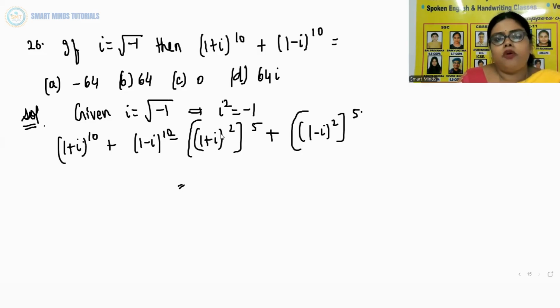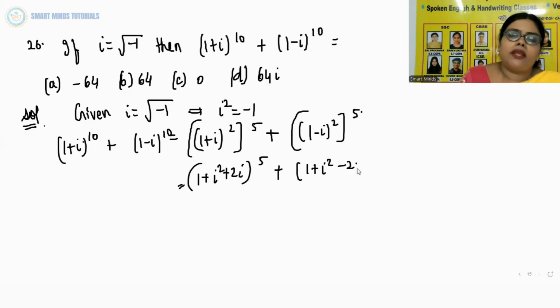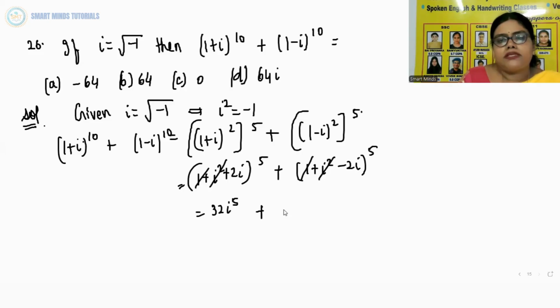So if we open the bracket, (a plus b) whole square is a square plus b square plus 2ab, and a square plus b square minus 2ab. i square is minus 1. 1 minus 1 gets cancelled. 1 minus 1 gets cancelled. (2i) whole power 5 is 32 i power 5 plus (minus 2i) power 5 is minus 32 i power 5. So that is equal to 32 i power 5 minus 32 i power 5, which is 0. Option C.